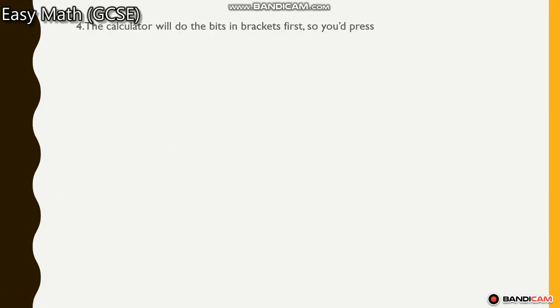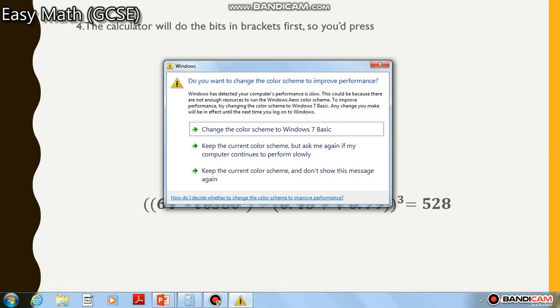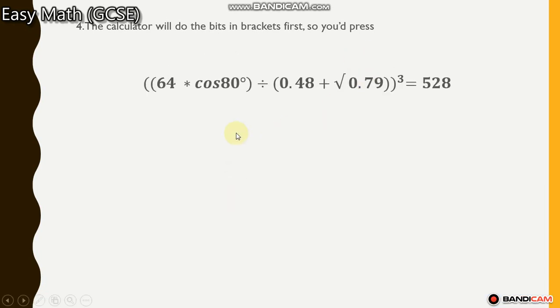The calculator will do the brackets first, so you would press in this way. We have to open big brackets and put raised to the power 3, but before that open another two brackets, the first bracket and the second bracket inside the big bracket outside. So to get 64 times cosine 80 between brackets, divided by 0.48 plus the square root of 0.79, to get the answer 528.